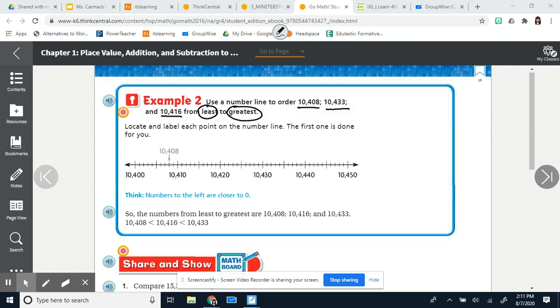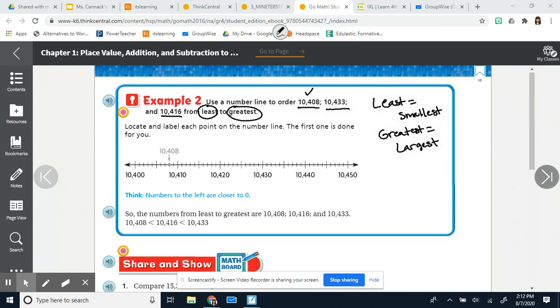Okay, I'm going to say that again because that never fails. A lot of students like to mix these up. So least to greatest, not greatest to least. Least means smaller. Okay, I'm going to actually write that right over here, and I would encourage you to do the same. Least, smallest, okay? And greatest is largest, okay? So smallest to largest. We're going to locate and label each point on the number line. The first one is done for you. How nice of them.